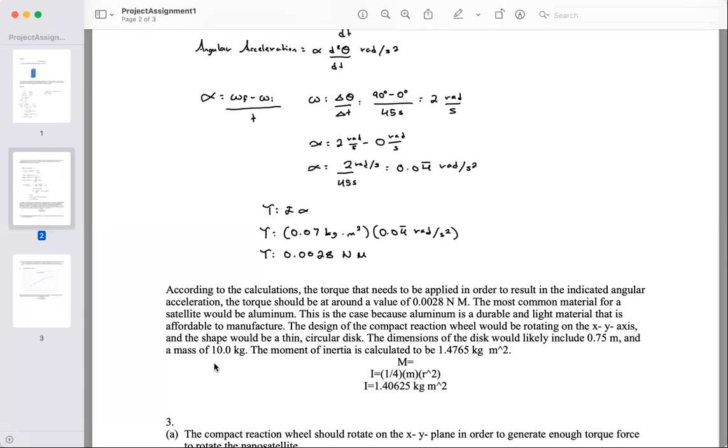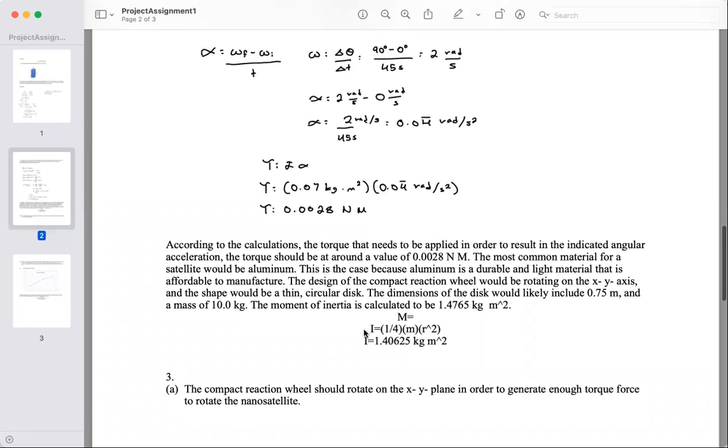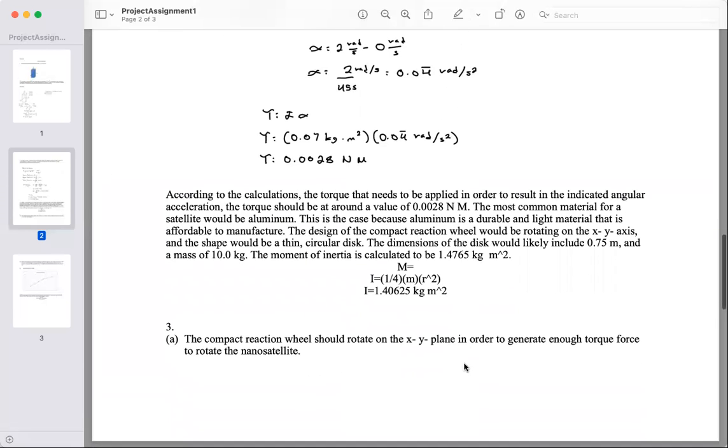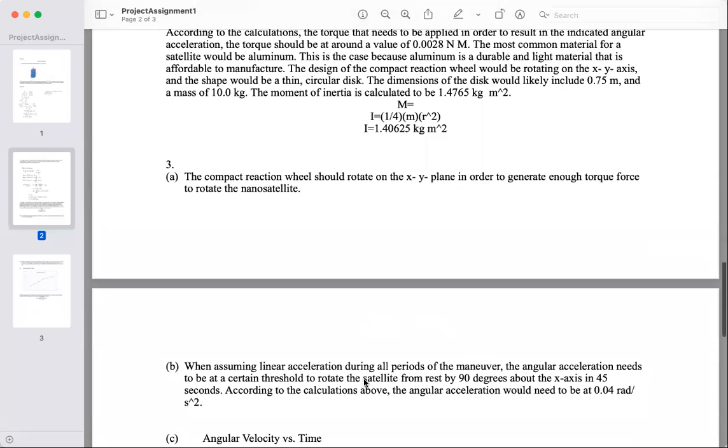And so the moment of inertia is calculated to be 1.40625 kilograms per meter squared. I used the moment of inertia equation for a circular figure, which is 1/4 times mass times radius squared. And so I got this value. As I also said above, the compact reaction wheel should rotate on the XY plane in order to generate enough torque force to rotate the nanosatellite.